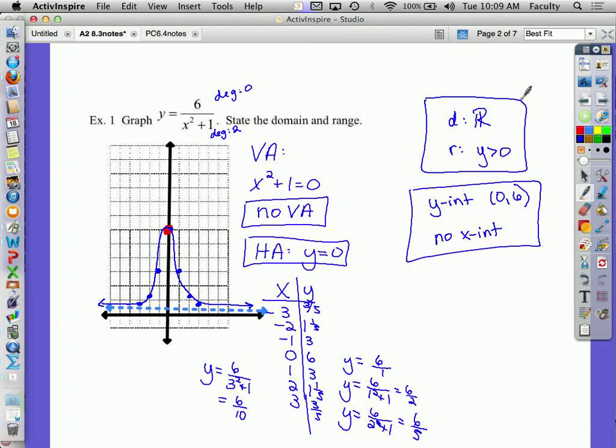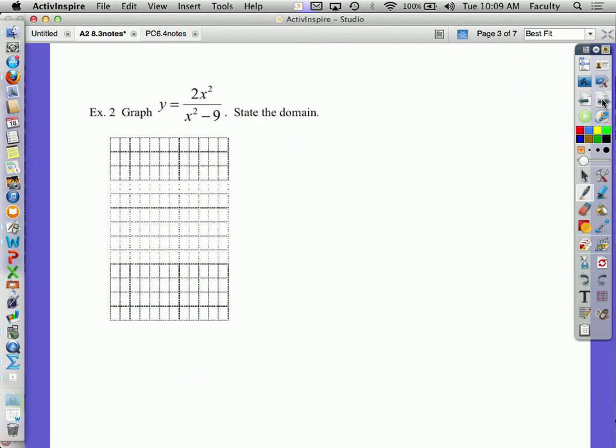So if there's no vertical asymptote, there's not going to be an x-intercept. Is that true? No, that's not true. Not if there's no vertical, because the horizontal asymptote could be like -1 and you can cross the x-axis. You can still cross it if that horizontal asymptote's lower. All right, let's do another one.